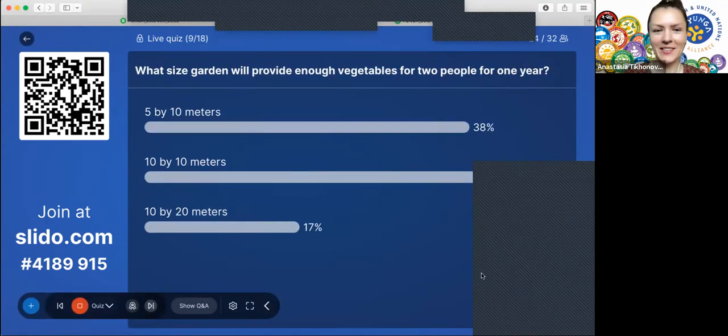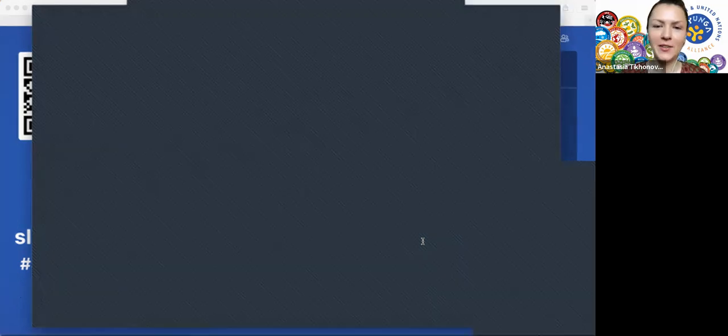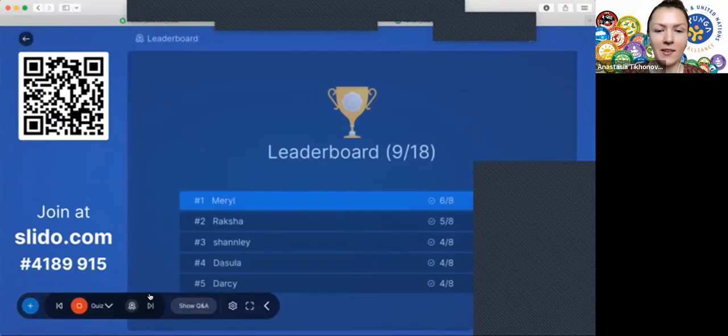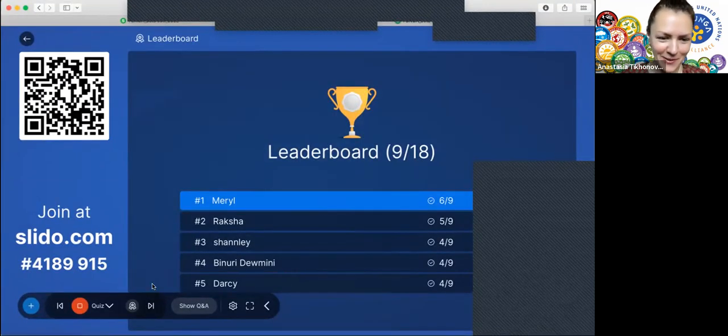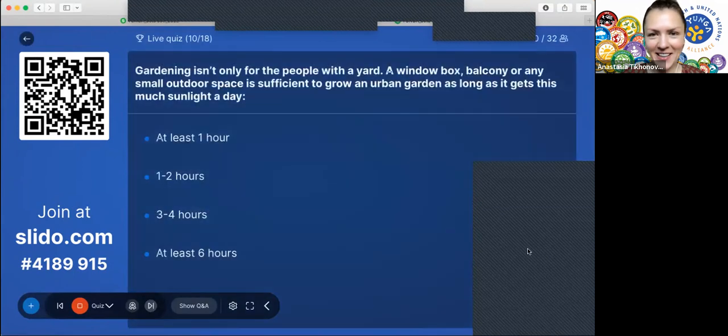Okay, the majority think it's 10 by 10 meters. And you're absolutely right. So it's about like a 100 square meter garden plot, which corresponds to 10 by 10 meters. It is about right to produce enough vegetables for 2 people for 1 year, including fresh veggies and those you can or freeze. Let's see, Meryl, you're still among the leaders. Very well done. Next question.